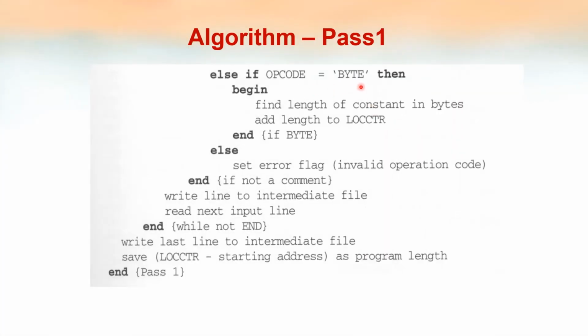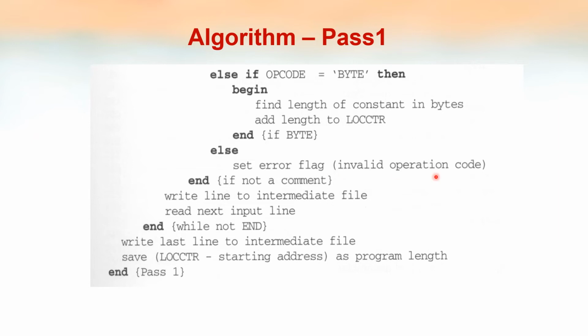If opcode equal to BYTE, BYTE means it's again either a character constant or a hexadecimal constant. So we have to find the length of that constant in bytes, and that length we have to add to the location counter value. So that is it, the else ifs are closed.